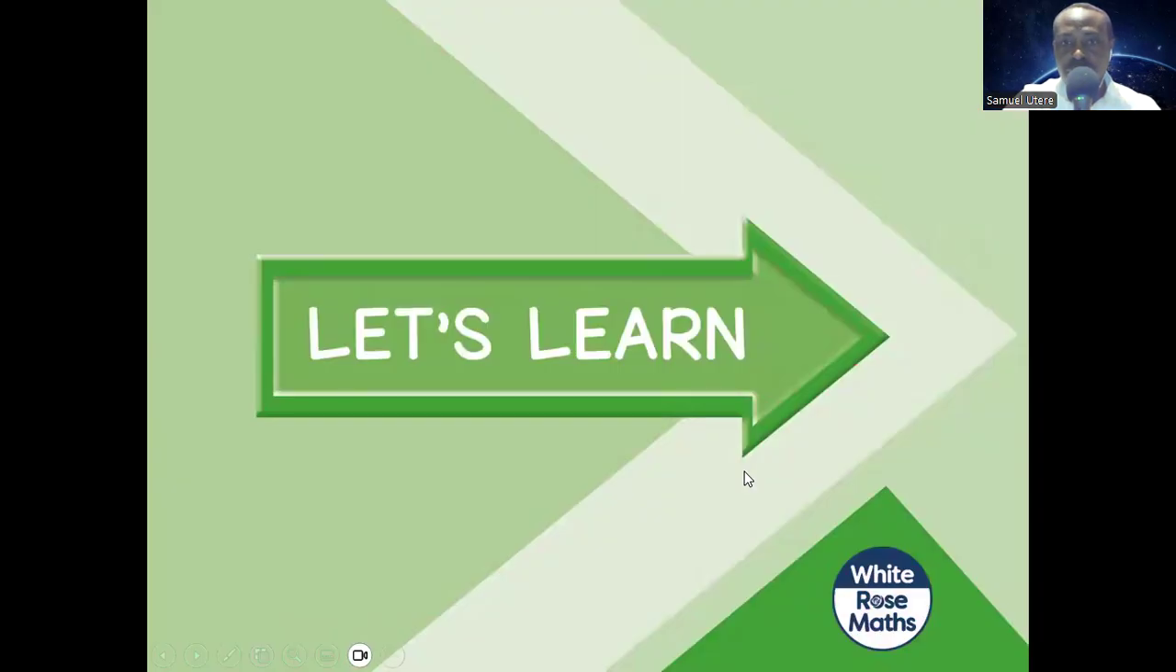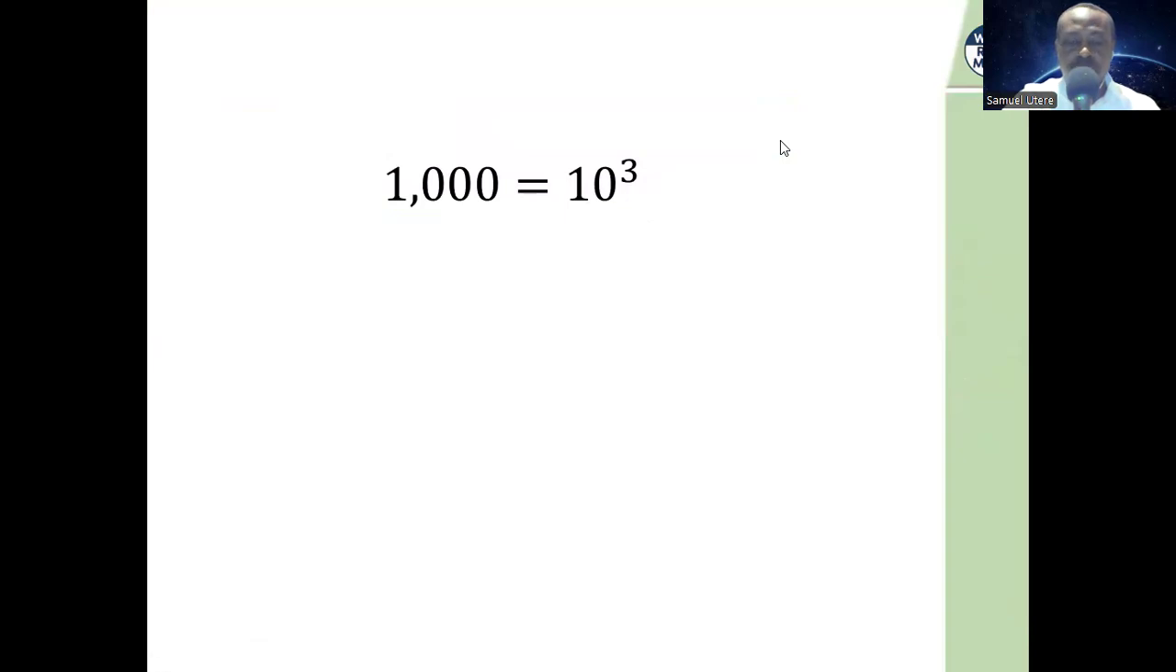Let's do our new learning today. Did you know that 1,000 is equal to 10 to the power of 3? Of course you should, because we did this particular task in our previous lesson. What about 4,000? How would we write this so that it has, as part of it, the power of 10? Well, 4,000 is 4 times 10 to the power of 3. 4,000 is 4 times 1,000. So we can rewrite this as 4 times 10 to the power of 3.